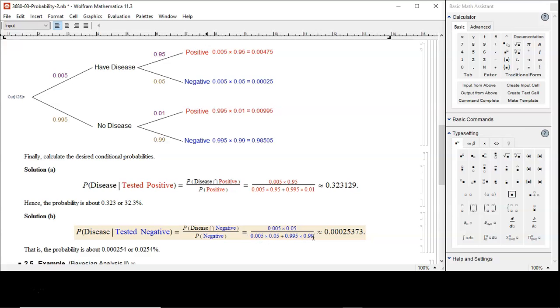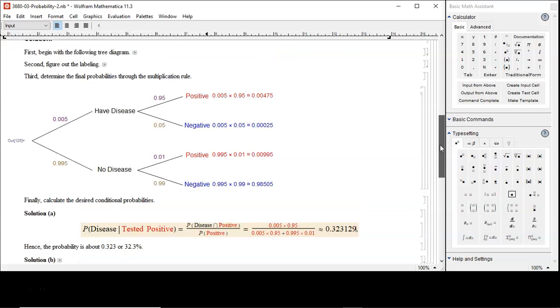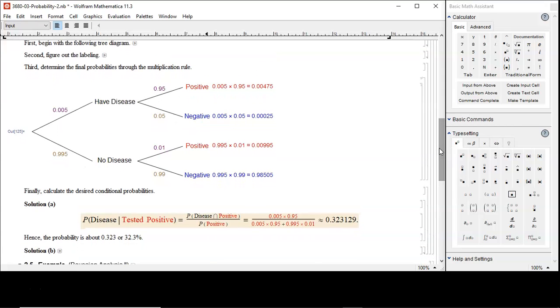So all those blues go downstairs, and this is the one I'm interested in, so that stays on top. And then the sum of everything goes down, and then what do you have? You have this, which is very, very small. So what's the conclusion? If you end up with a negative result here, then there's nothing to worry about, basically. You can discharge the patient. Great. Now, if the test result is positive, well, you still have no more than 32.3%, something like that.